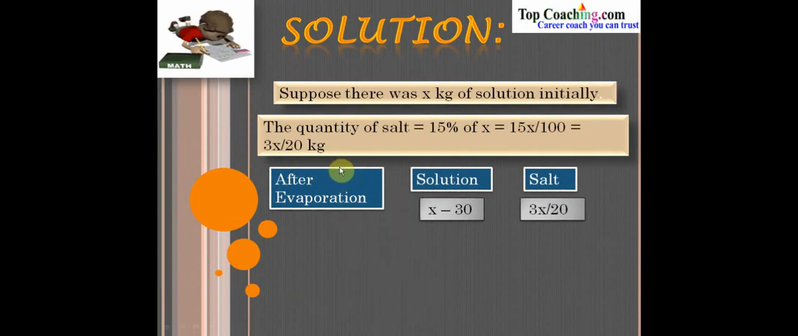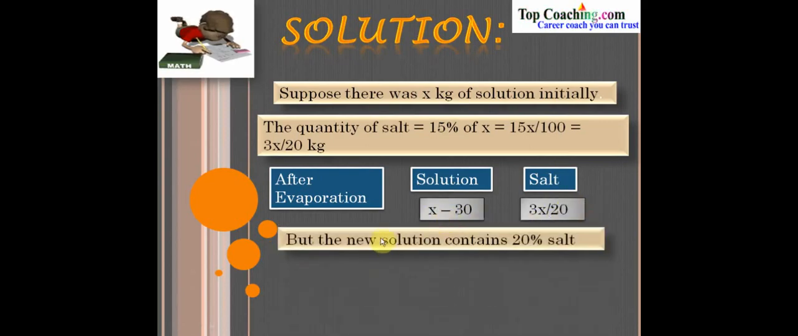Now after evaporation, the solution left behind would be x minus 30 and the salt content would be 3x by 20. This is because the salt would remain as it is, so it won't evaporate, but the solution would reduce by 30 kgs because water has evaporated. So the final solution would be x minus 30 kgs and the salt content would be 3x by 20.